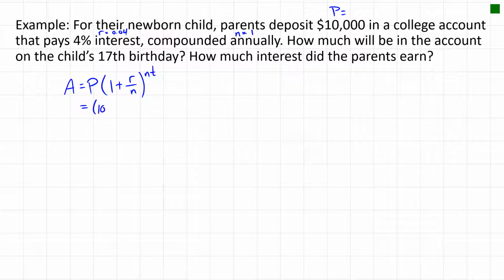So P is 10,000 times 1 plus R is 0.04. N is just 1. And again, N is just 1 times 17. And we're going to throw this into our calculator.